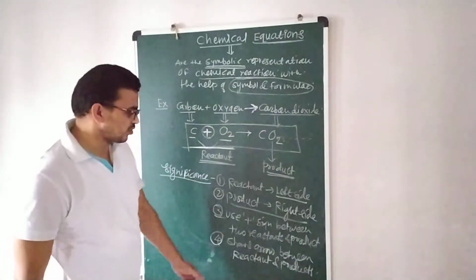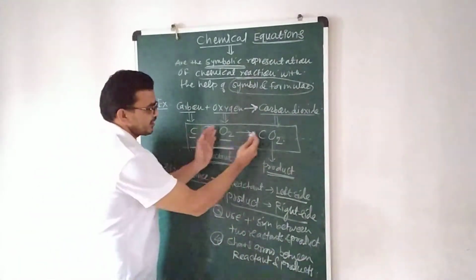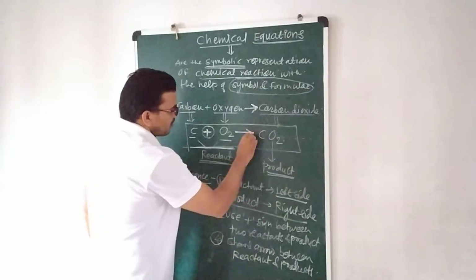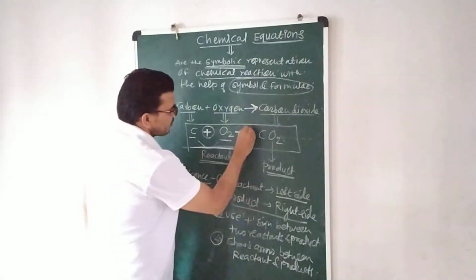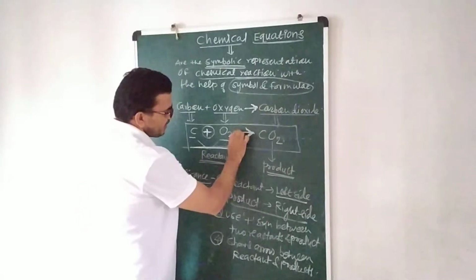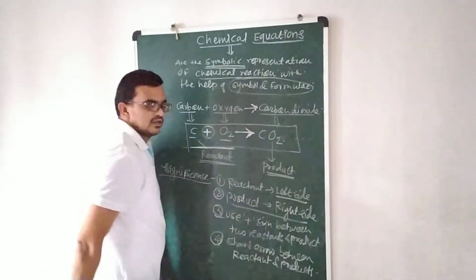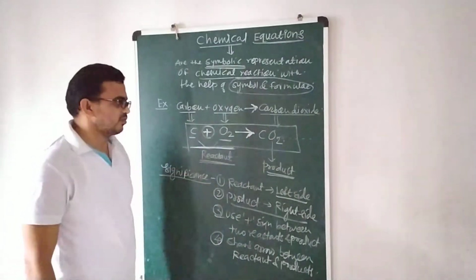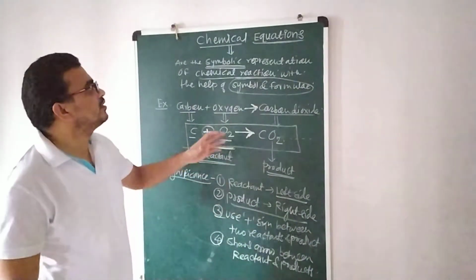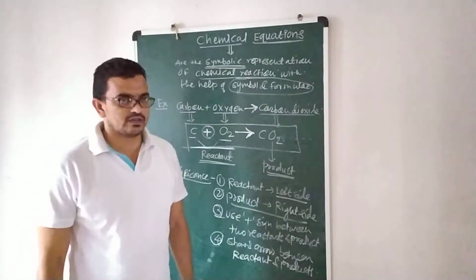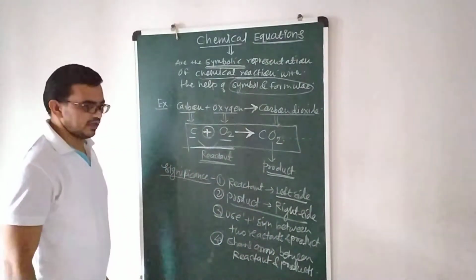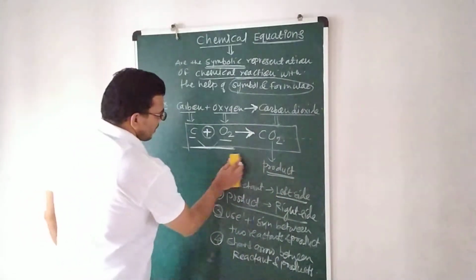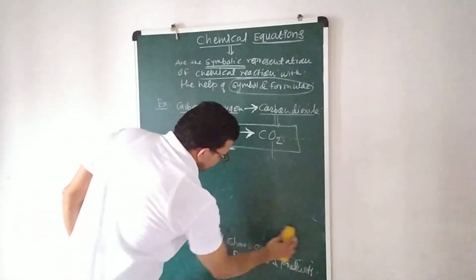And lastly, the fourth point is there. Between the reactant and the product there is the arrow, which shows that the product is forming on that side. So this arrow represents that the product is forming on this side. This is the very important discussion about the significance of chemical equations. One more important thing I have to discuss with you here, so you also have to keep that in your mind.